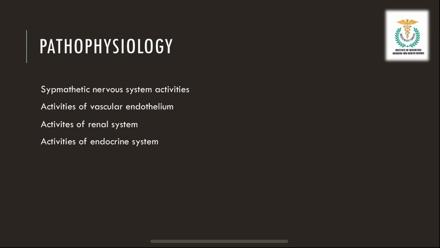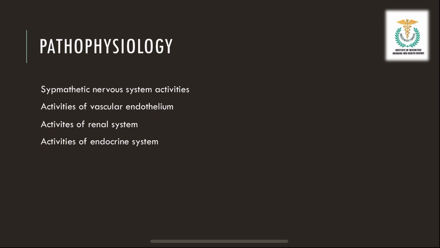Activities of vascular endothelium. The vascular endothelium is a single cell layer that lines the blood vessel. So it will produce active substances and growth factors like nitric acid, endothelin, etc. So these substances are potent vasoconstrictors and cause increased blood pressure level.